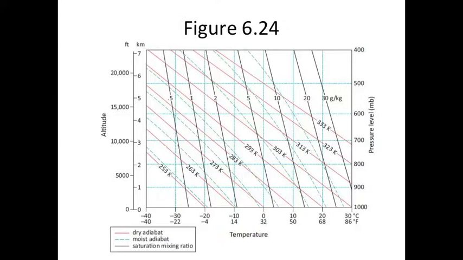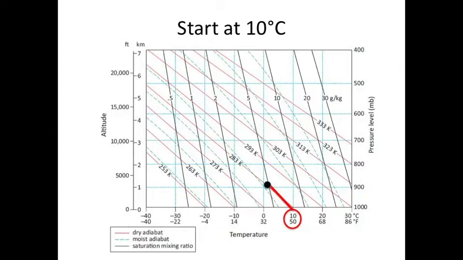You're going to want to find figure 6.24 in your textbook. It should look like the figure shown on this slide. Start at the temperature given, which for this problem was 10 degrees Celsius. It is shown in the red circle on this slide. Now follow the red line, which is the dry adiabat line, that goes up from 10 degrees Celsius, and find where the red line meets the black line, which is the saturation mixing ratio line.